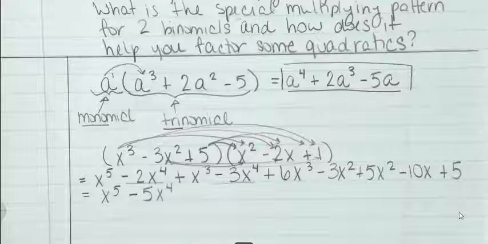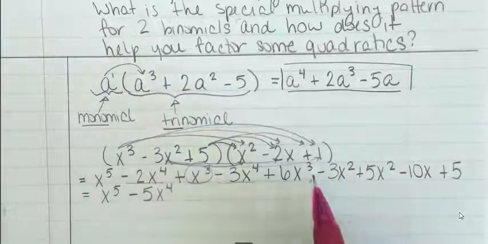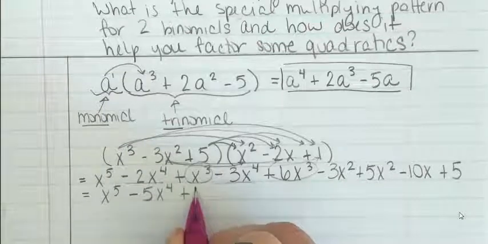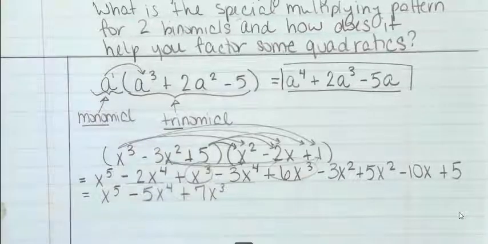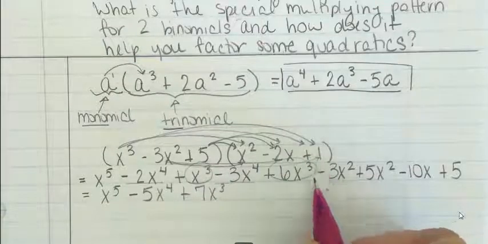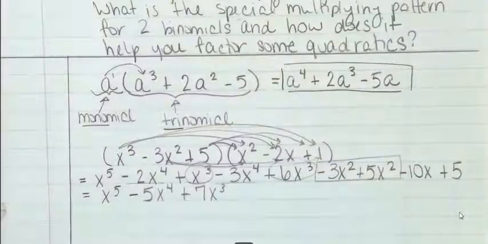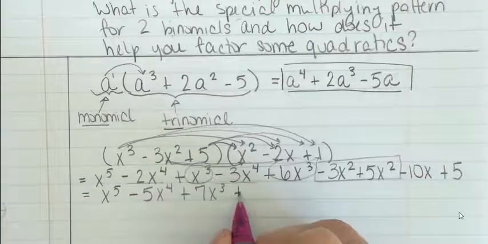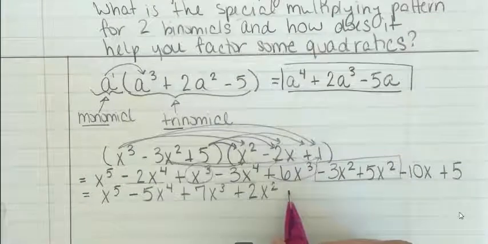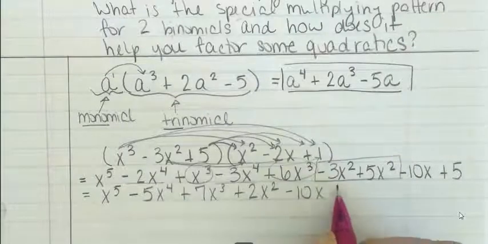Now I'm going to move on to the x cubes. I seem to have an x cubed and a 6x cubed. So I'm going to have a total of 7x cubed. Okay, what else do I have here? I have a couple x squareds. I'll box those. So when I combine those, I get a positive 2x squared. Then a negative 10x and a positive 5.